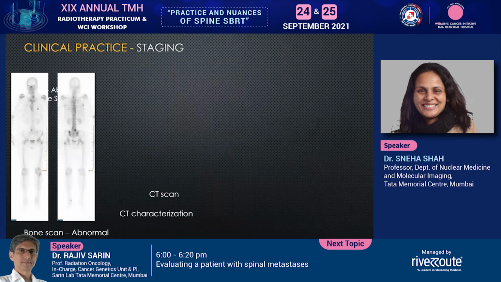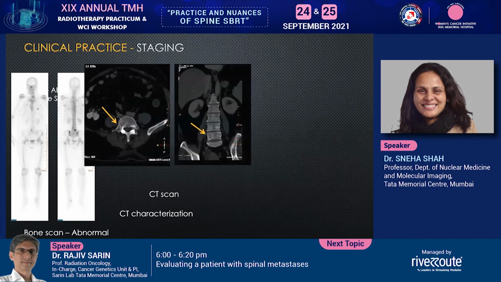Coming to another case where you had a bone scan done for this patient, you had a focal uptake seen at the L5 and in the iliac crest. But what is this focal uptake? This was given as possibly metastatic. So when you did a CT of this patient, you saw better that this was actually a hemangioma in the L5. There was a lytic lesion in the iliac bone.